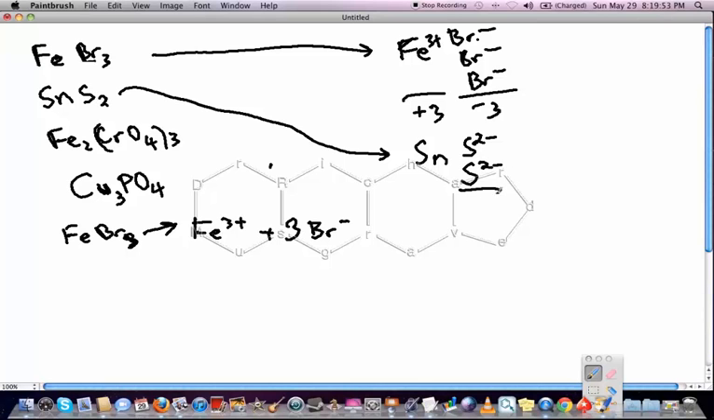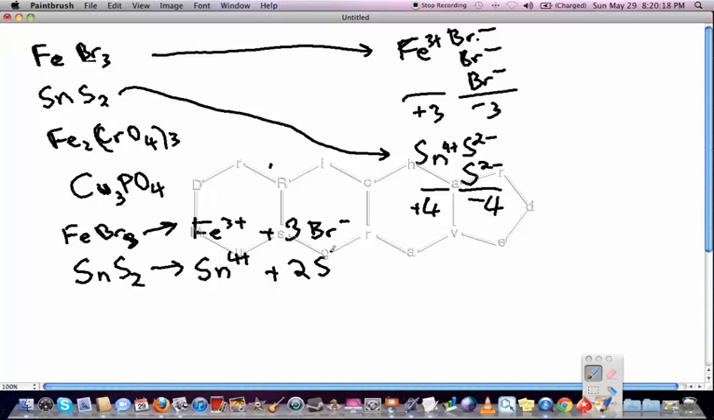That means the total negative charge on here will be -4, which means the total positive charge on here must be +4. So tin will have a 4+ charge. Alright, so now we can go ahead and see how that splits up. It will split up into 1 Sn4+, and let's see, 1, 2, so 2 S2-.